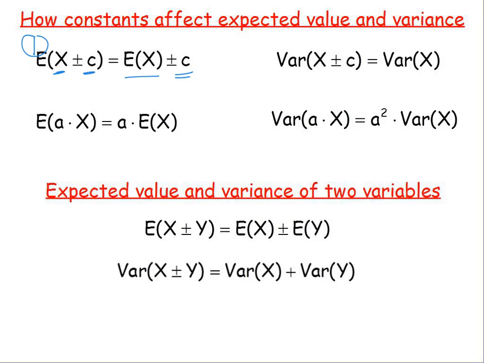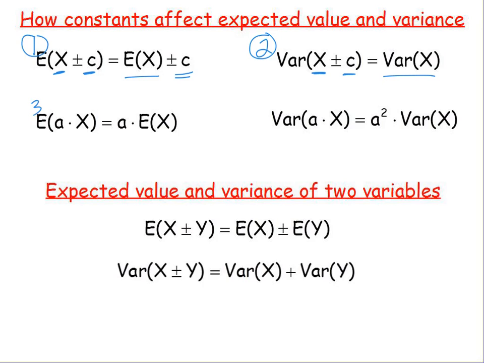Variance, however, if you take your x's and you add or subtract a constant to each number, variance doesn't change. So this is equation 2. Adding or subtracting to the x values doesn't change variance at all. It just stays the original variance. So adding and subtracting only affects expected value, not variance.